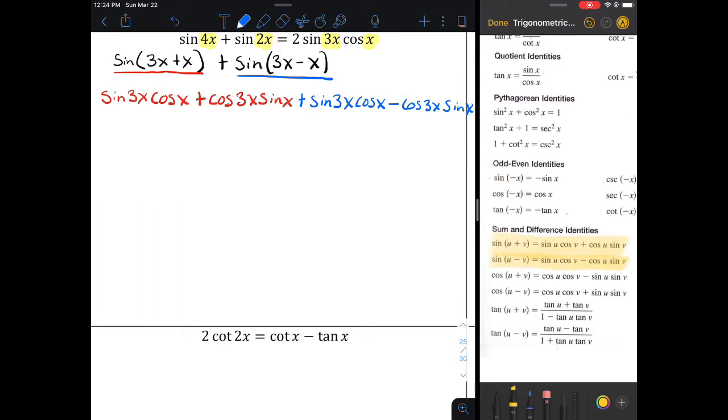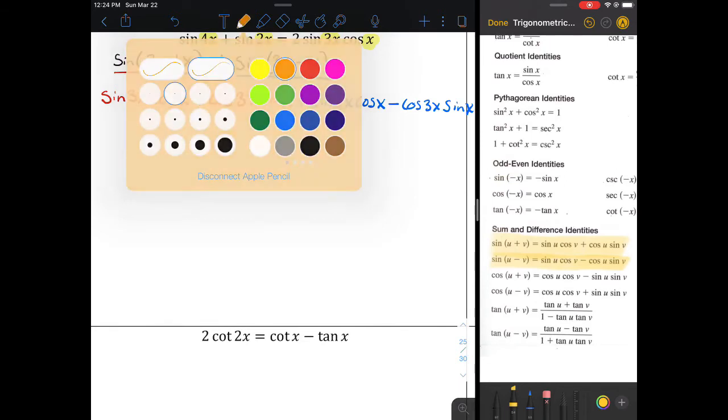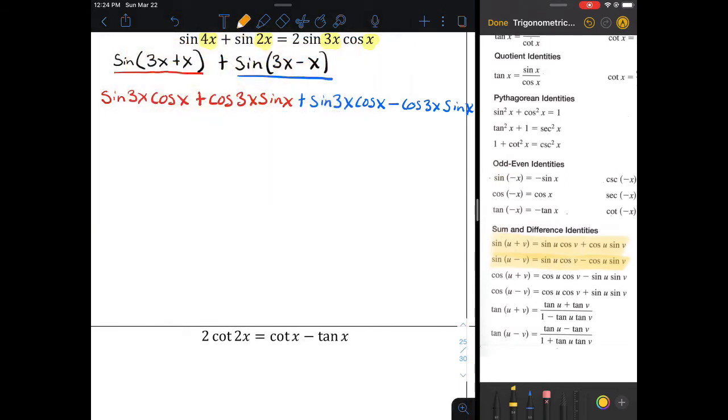And I just want to look and say, does anything cancel here? Cosine of 3x sine of x, I have a positive 1 there, a negative 1 there. And I look at what's left. I have two terms left to put together, so this proof is done. We're left with 2 sine of 3x times cosine of x. That's my right-hand side.